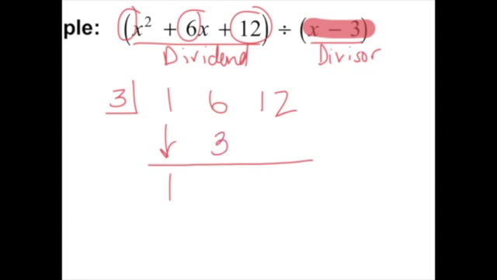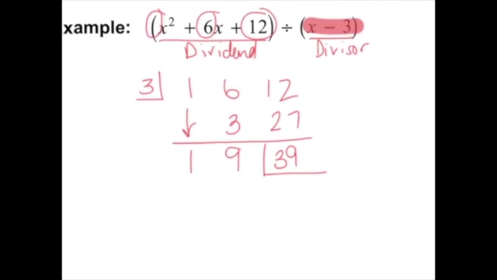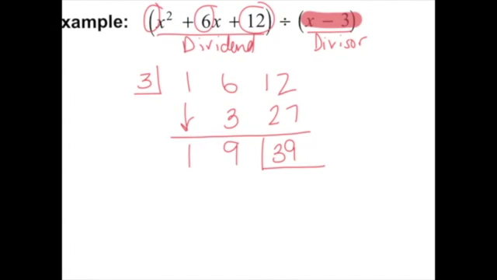And then you add straight down. 6 and 3 is 9. 9 times 3 is 27. 12 and 27 is 39. When you get to the end, the very last number serves as your remainder. And so the answer is whatever your degree was before. This was an x squared. It always decreases by a degree. So now that's x. So 1x, or x, plus 9, plus the remainder. And the remainder will be whatever you got over whatever it was you were dividing by.